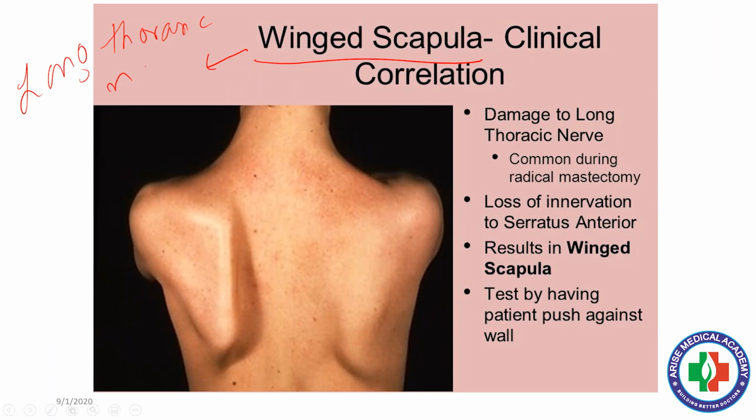Probably this was the exam question that was there. This type of image based question was there. That is what I'm saying. You have to understand winging of scapula was asked as an image based question. Okay, next thing, long thoracic nerve. So these are the two things from the roots of the brachial plexus that we have discussed.